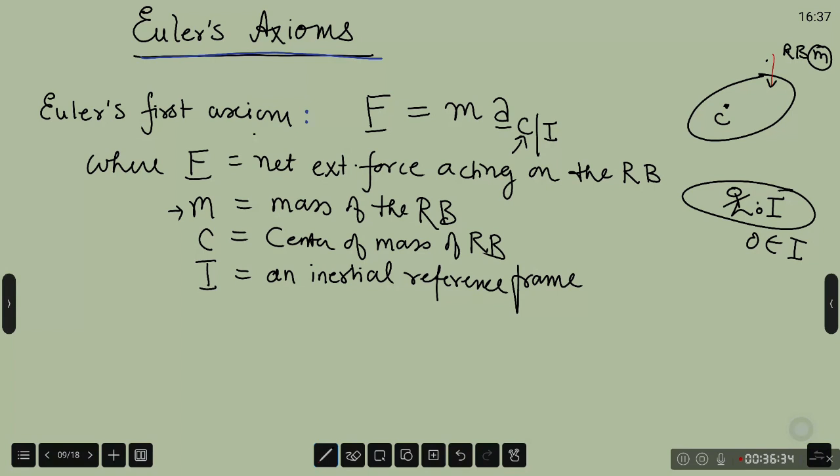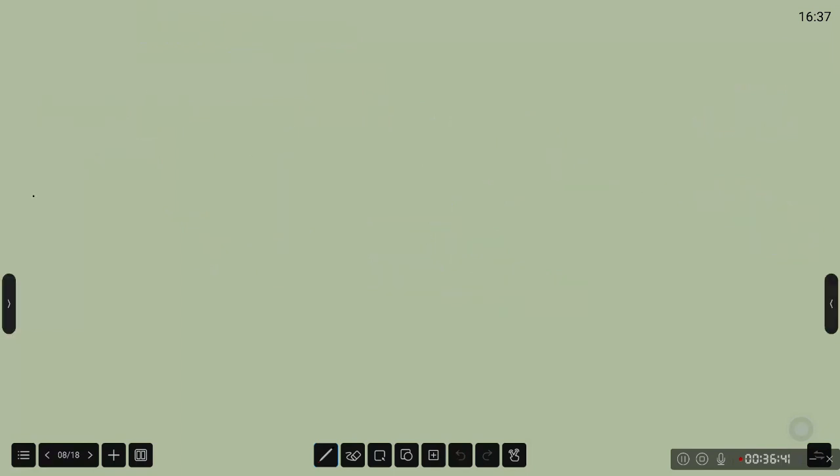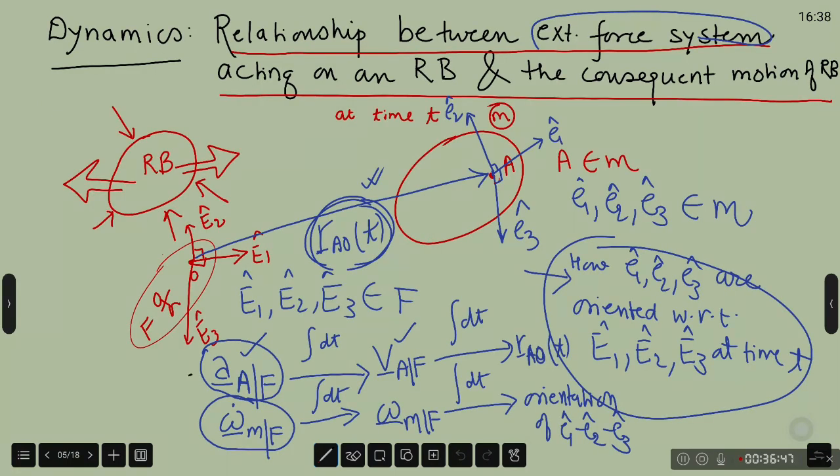You think about it, it is doing exactly what I was expecting here. I said that if I can relate the acceleration of one point on the RB to force or something related to force, I can find acceleration of that point, and then I can time integrate, get velocity, and then get position vector.